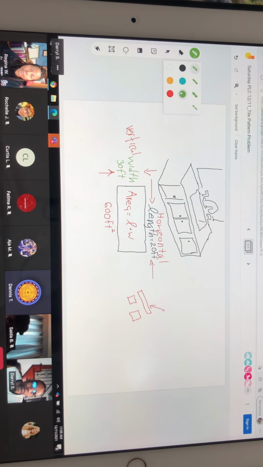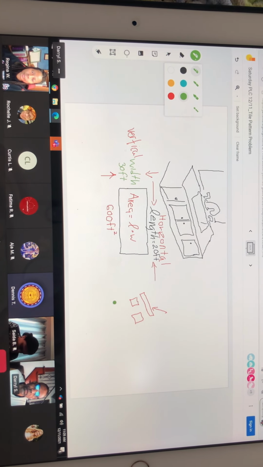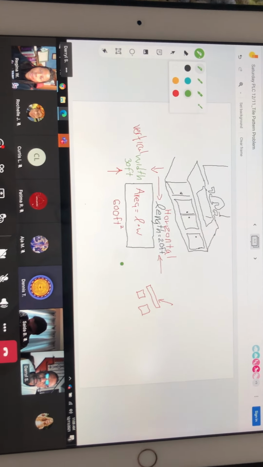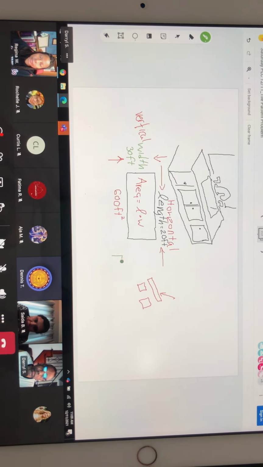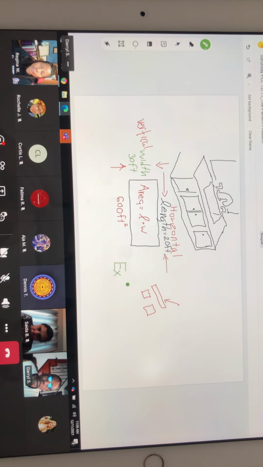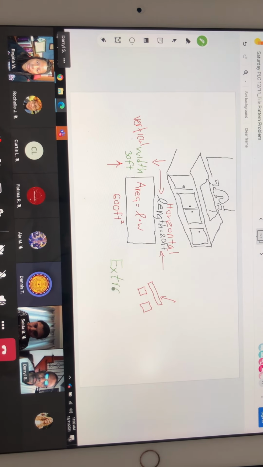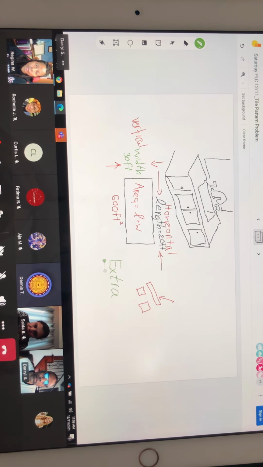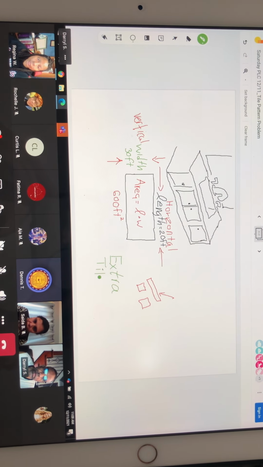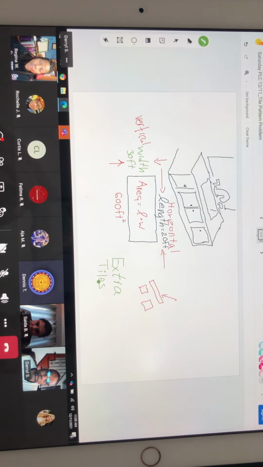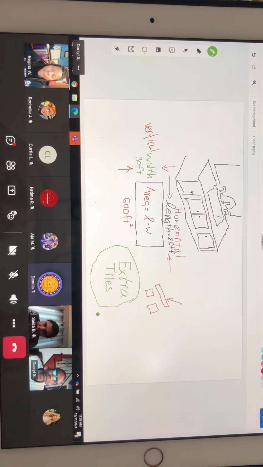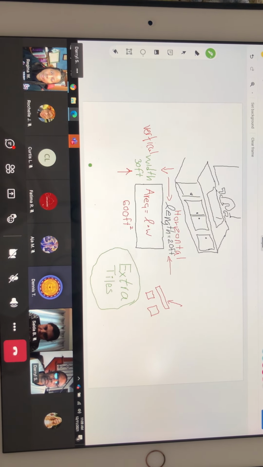But you may need to, or in most cases you should, purchase additional tiles as well, to account for the possibility of breakage, to account for the possibility of making a wrong cut, that sort of thing. So you have not only the square footage of the room, but you also should include a couple of additional tiles to go along with that.